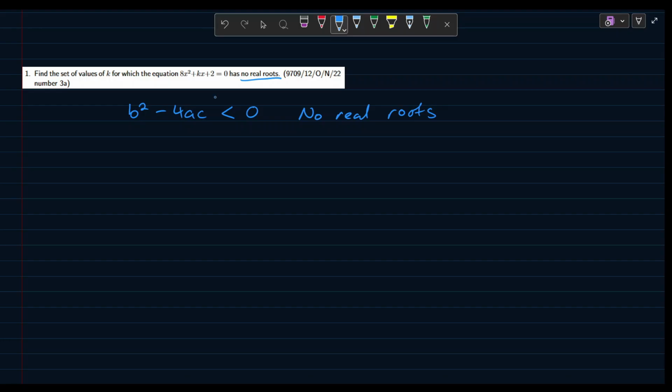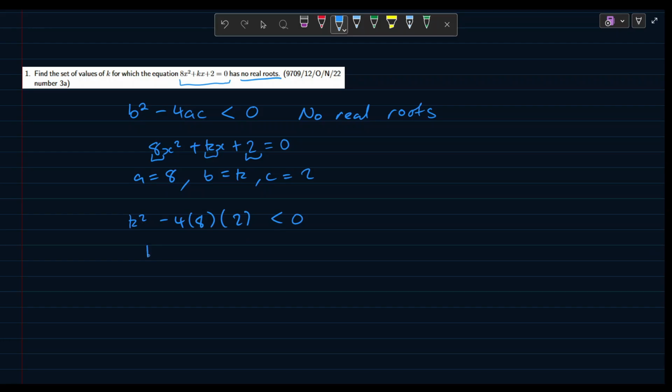No real roots. And we've been given the equation 8x squared plus kx plus 2 is equal to 0. So in this case, we simply identify what a is, what b is, and what c is, and we substitute into our discriminant. So a is the coefficient of x squared, so that's 8. b is the coefficient of x, so that's k. c is the constant, so that's 2. And now let's substitute into our discriminant. So that becomes k squared minus 4 times 8 times our c is 2, and this is less than 0.